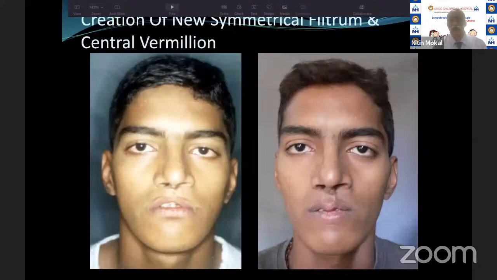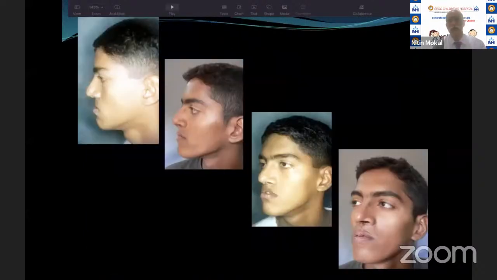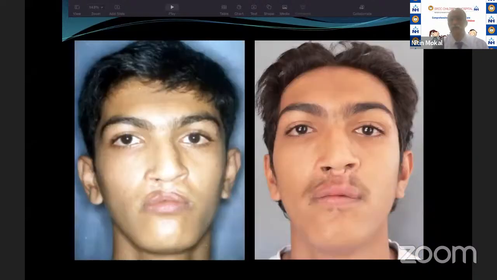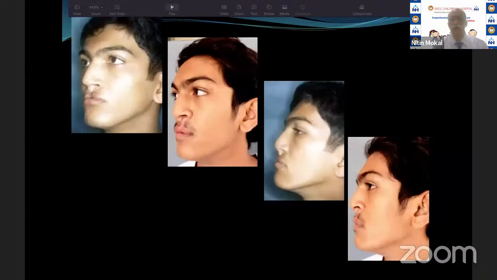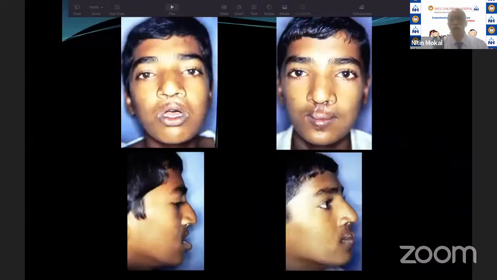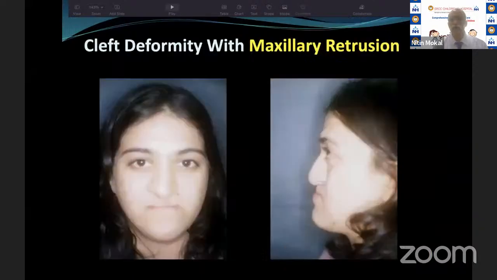You can see that you can give a good cosmetic unit into the midline from the lower lip. The lower lip closure is done with the help of a very nice Z-plasty, so even the lower lip scar is barely visible. You can see that a good profile is provided with the help of the Abbe flap. Another patient with Abbe flap.